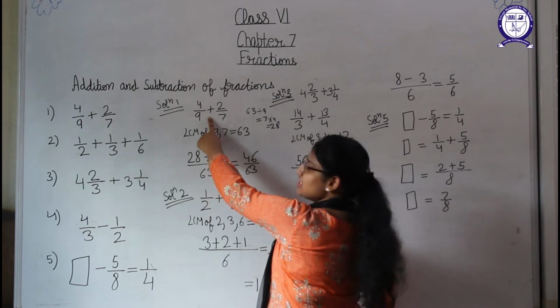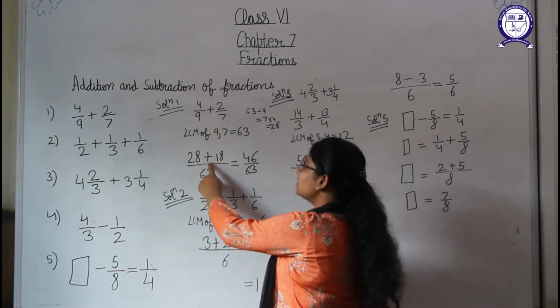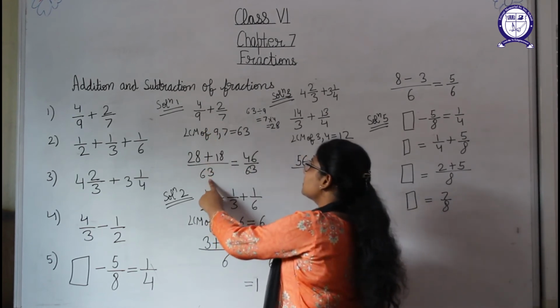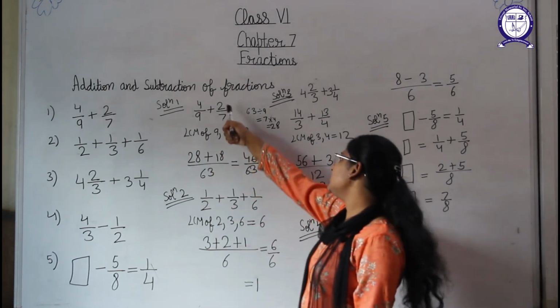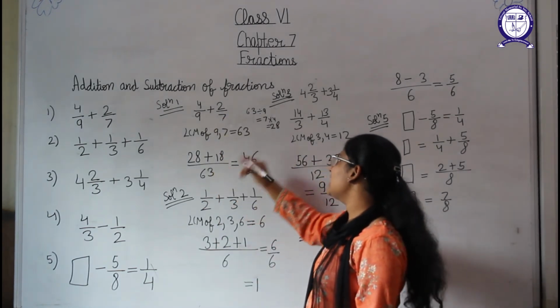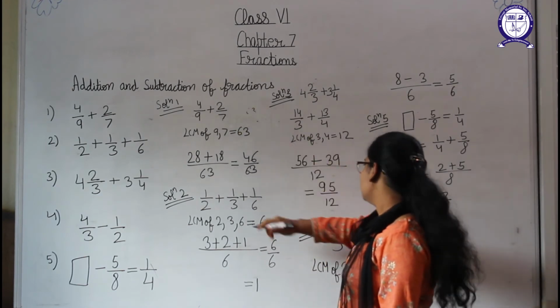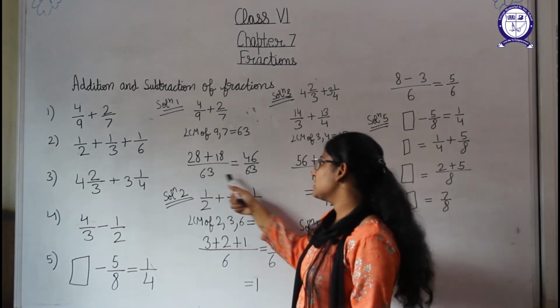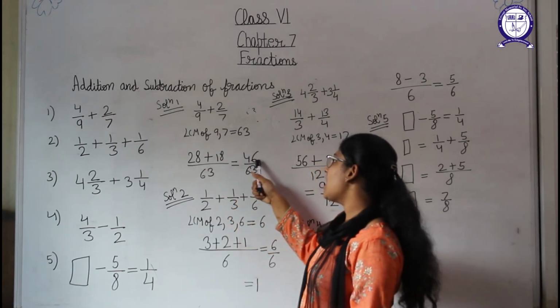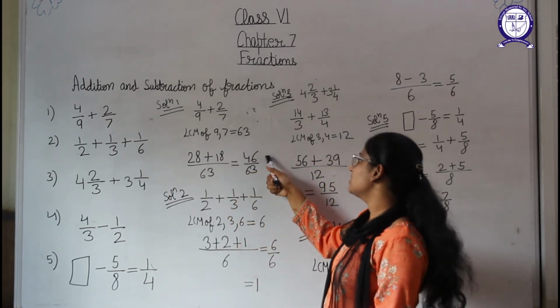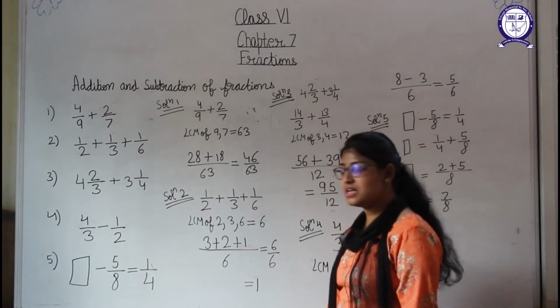Now the addition sign is here, so we will add them. Then 7 and 63. So 63 divided by 7 is giving us 9, and 9 twos is 18. So we will write 18 here. Here 63 will be the denominator. 28 plus 18 is 46. So 46 by 63 is our answer.